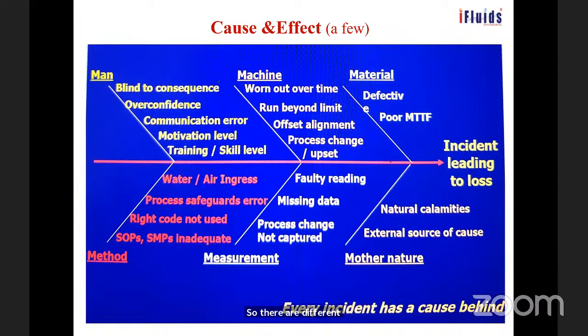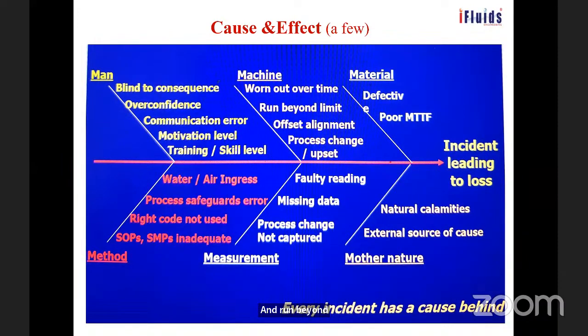Similarly, for method, they may be using a wrong method, water or air ingress, process safeguards error, or the right code not used, or SOPs and SMPs, standard maintenance practices, are inadequate. That means the procedures are not up to the requirement. And similarly in machines, worn out over time, that is, used for longer than required, so it got worn out and run beyond the limits.